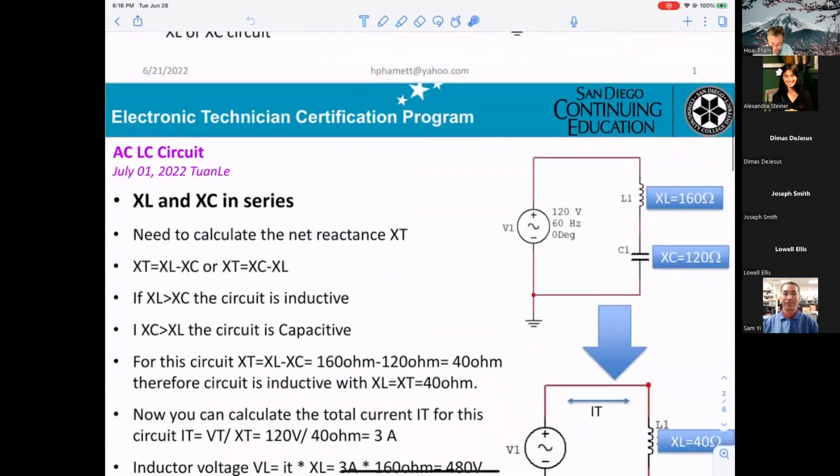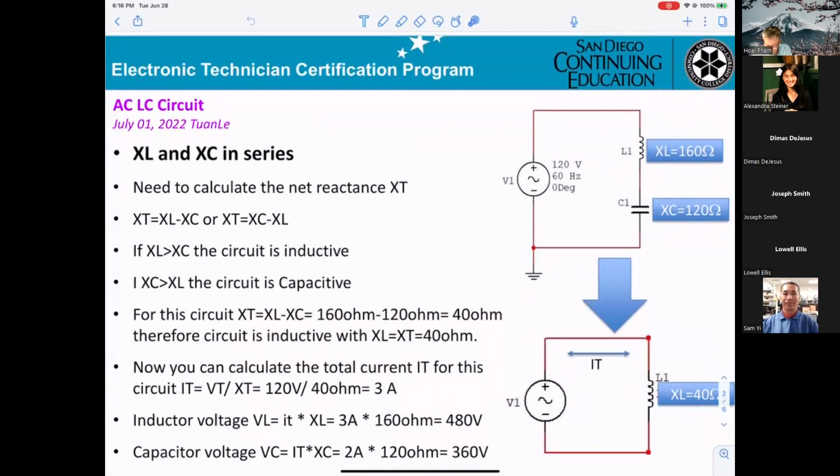Now, you see, if you're looking here, this is the original circuitry. And after you calculate it, you go to another circuit, this circuitry with XL equal 40. So now you get only XL, easy for you to calculate the current. You take the voltage, divide by XL, you get the current. And that current will be right here.